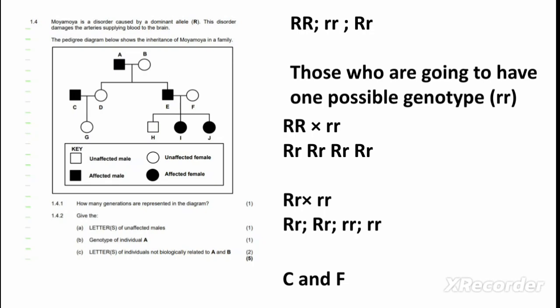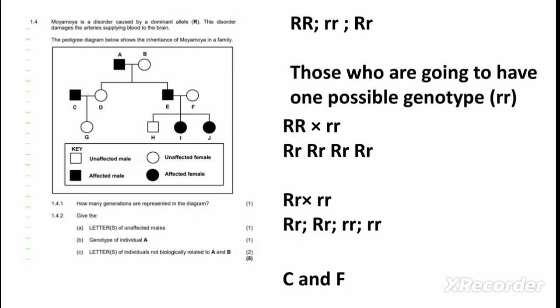Heterozygous, homozygous recessive, homozygous recessive. Heterozygous, their phenotype is affected. Do they have children who are affected? Yes, E is affected. And then we have recessive, homozygous. Do they have children who are unaffected? Yes, D is unaffected. And the genotype of individual A is heterozygous, which is capital letter R and small letter r.